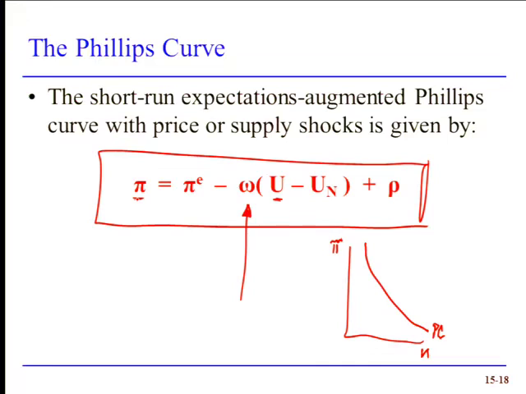Now, what happens if the value of omega just continues to rise? The short-run Phillips curve gets steeper and steeper, until it becomes vertical. And what happens then? The short-run curve is the same as the long-run curve. And we would have complete wage and price flexibility.